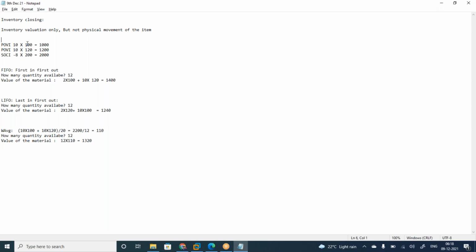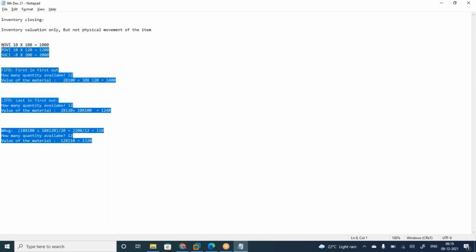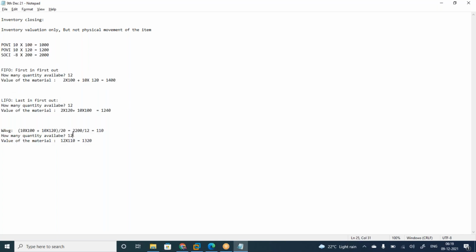Any confusions? If anyone is not able to understand, I will give you one more explanation. If everyone is able to follow me, that's fine, I will continue. This is the basic setup we need to understand about inventory closing. Clear? I hope it is clear.